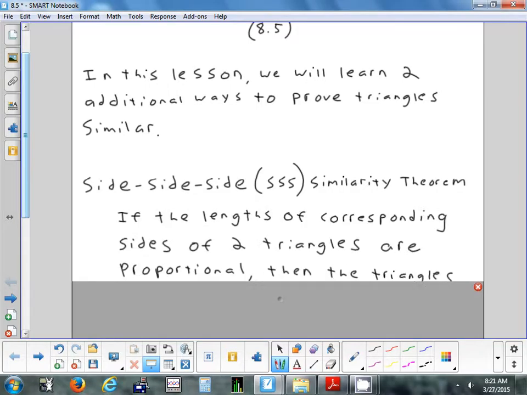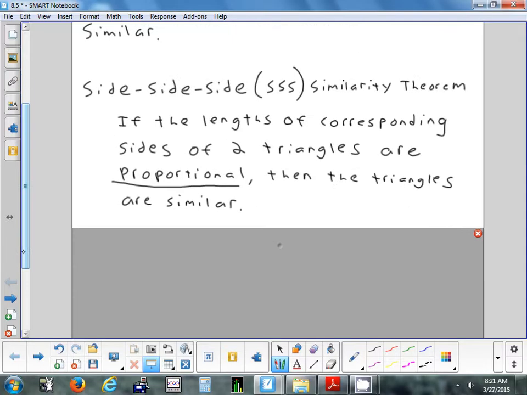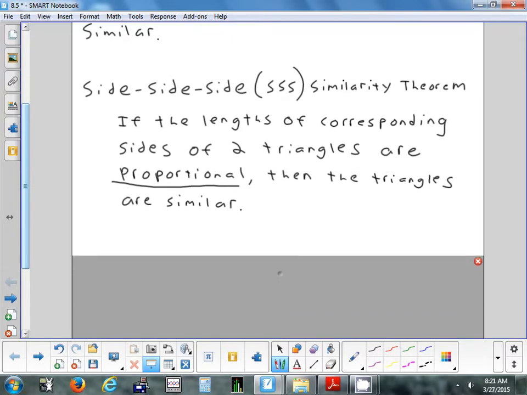Let's see what this is. This one is all about being proportional, not congruent. It says, if the lengths of corresponding sides of 2 triangles are proportional, then the triangles are similar. Let me show you an example. In this theorem, we're not going to know anything about the angles. We don't need to.